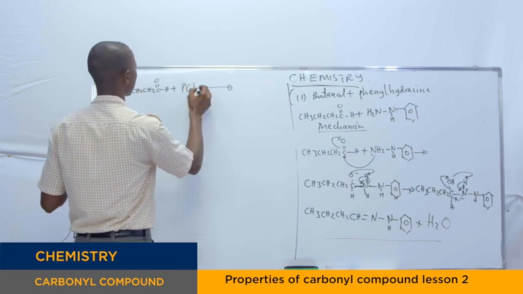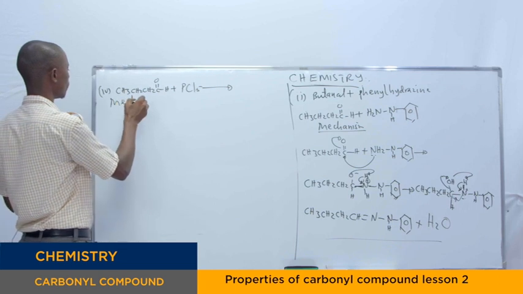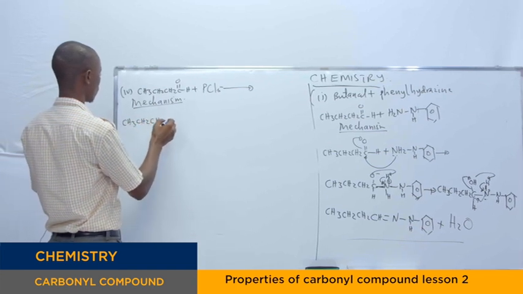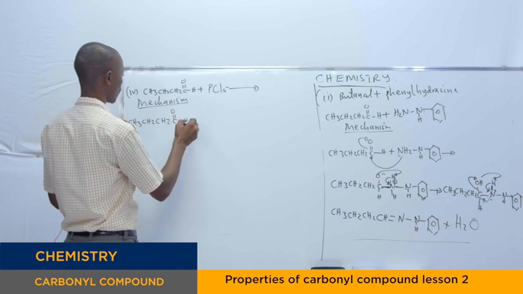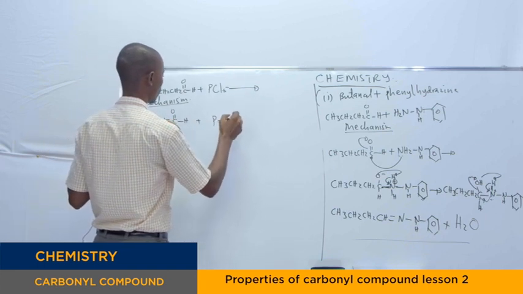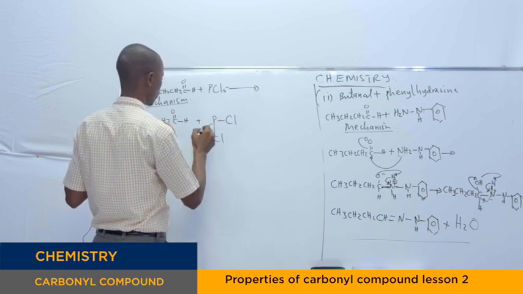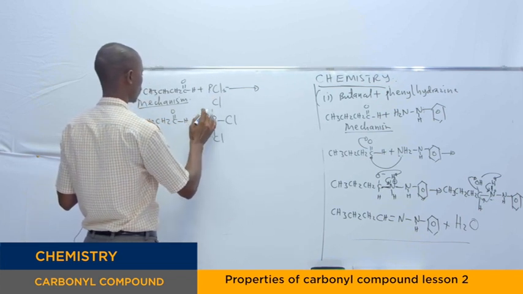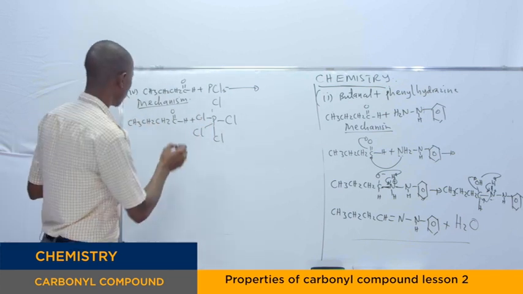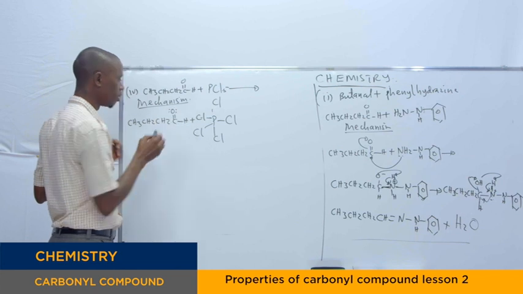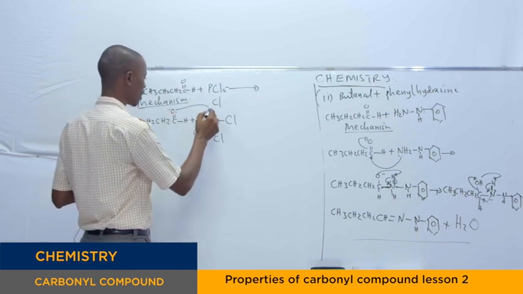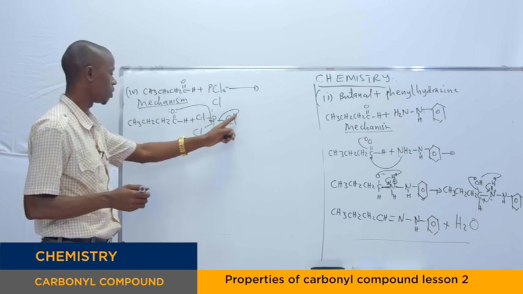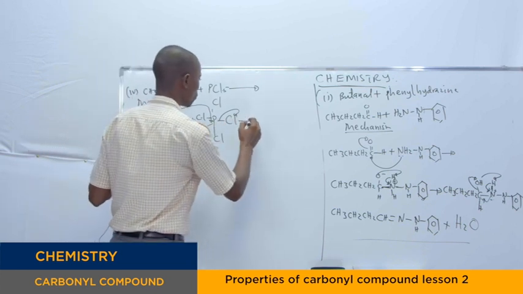What will be the product? Let's see a little mechanism. Now, from there, this oxygen atom has got a lone pair. So this lone pair can attack this phosphorus atom because the electron will be taken by the chlorine atom, because it is more electronegative, to form chloride ion. So we are going to form the following compound.